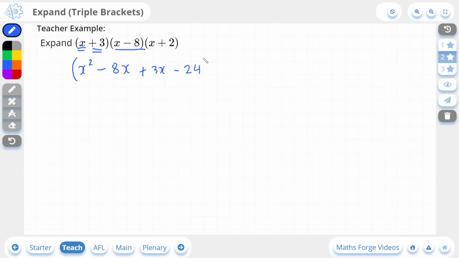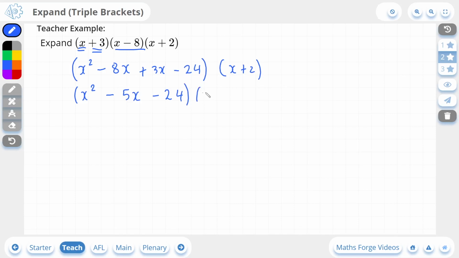Now this makes up one bracket, these two small brackets that multiply together. And then we have the (x + 2) at the very end, which we still haven't expanded. Now let's simplify this. It's going to give us x squared, and then minus 8x plus 3x is going to give us minus 5x, and then we have minus 24.